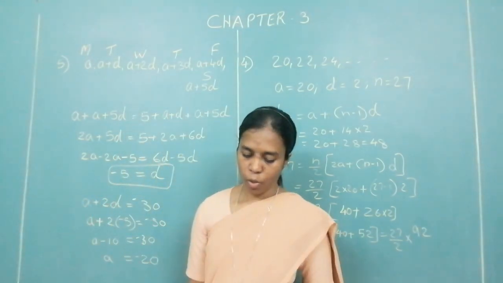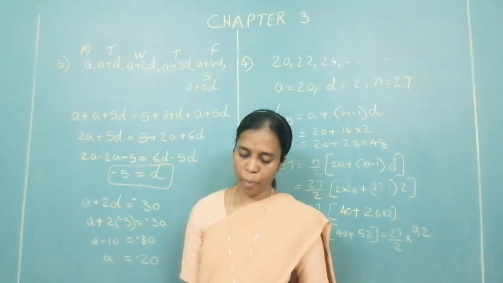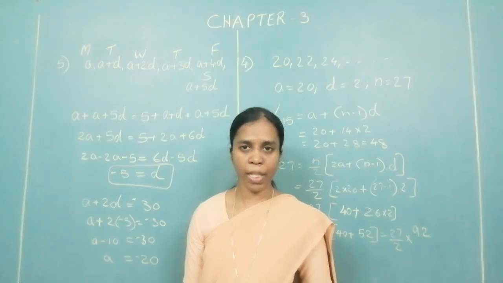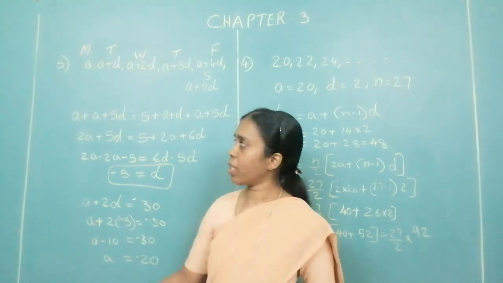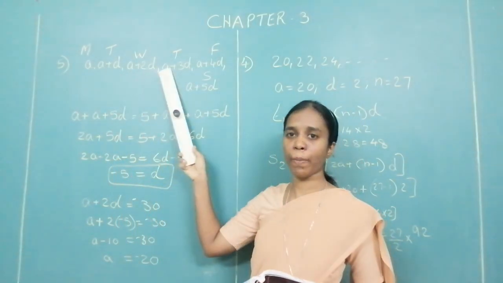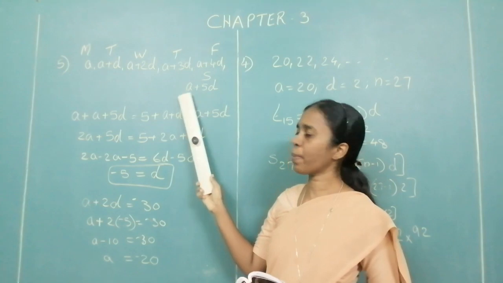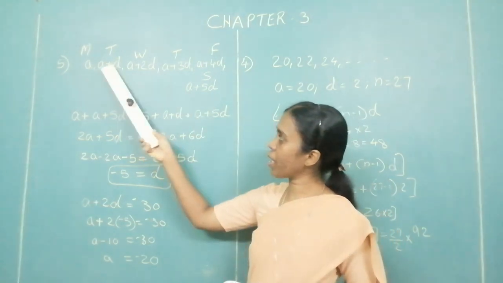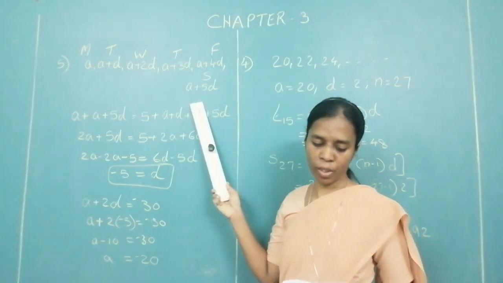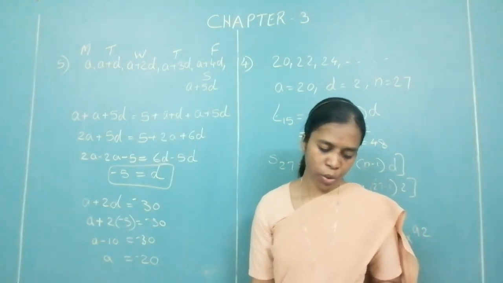Kargil's temperature was recorded in a week from Monday to Saturday. All readings are in AP. So if we consider Monday as A, the next day will be A plus D because it is an AP. Then A plus 2D, A plus 3D, A plus 4D, A plus 5D. This is for Monday, Tuesday, Wednesday, Thursday, Friday, Saturday. Okay. Now, what is given to you?